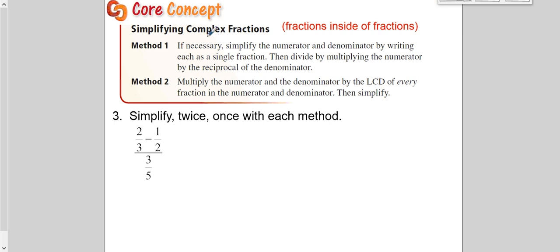Okay, let's read that again. If necessary, simplify the numerator and denominator by writing each as a single fraction. Okay, so this numerator, we want that to be one fraction. The denominator is already one fraction, but we want to do this part. So get a single fraction for the numerator and denominator. Then divide by multiplying the numerator by the reciprocal. So instead of dividing, we're going to multiply by the reciprocal. We're going to flip over the bottom fraction. Okay, first things first. Method 1.